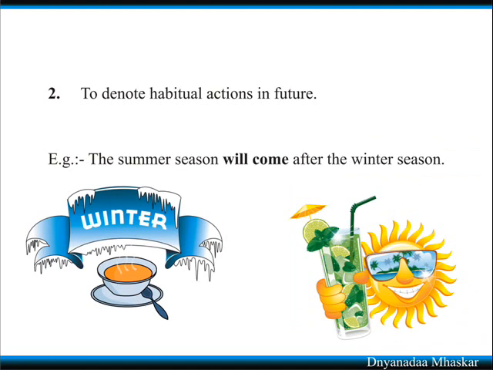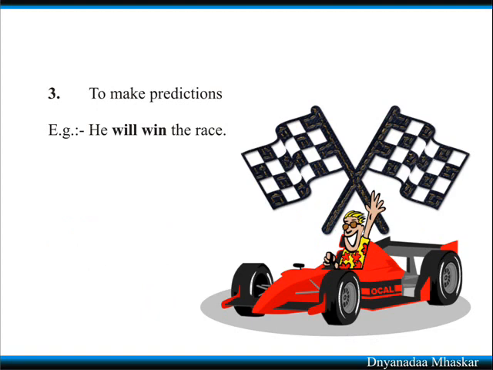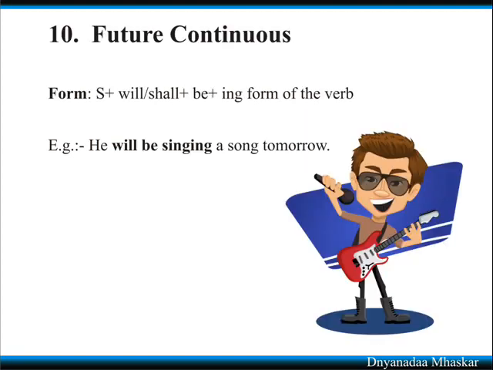Let us see the second use, to denote habitual actions in future. Example, the summer season will come after the winter season. Let us see the third use, to make predictions. He will win the race. We come to the 10th kind of tense, that is future continuous.